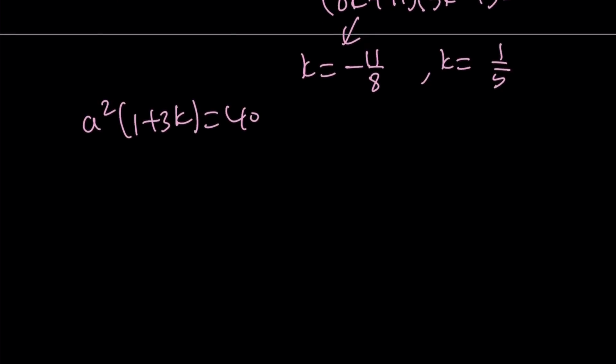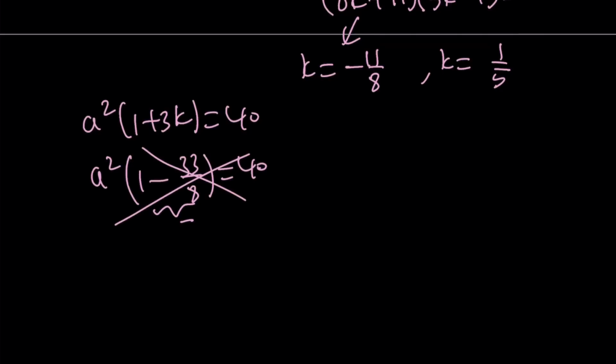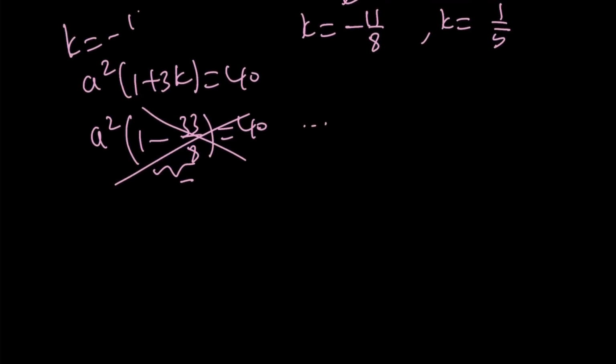So if I use negative 11 over 8 for k, I'm going to get 33 over 8 here. And guess what? 33 over 8 is greater than 1. So this is going to be a negative quantity. But 40 is positive, and a squared can't be negative. This is impossible, right? There's no way you can find a from here, which means the solutions are going to be complex. You can definitely go for it, but we're going to chase the real solutions. So in this case, k equals negative 11 over 8 didn't work.